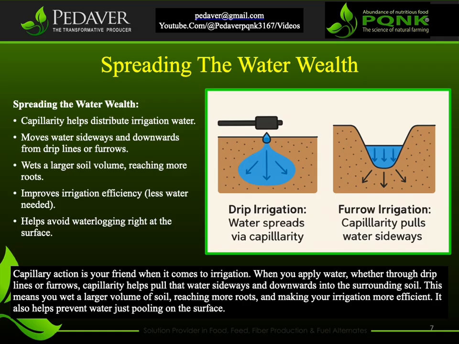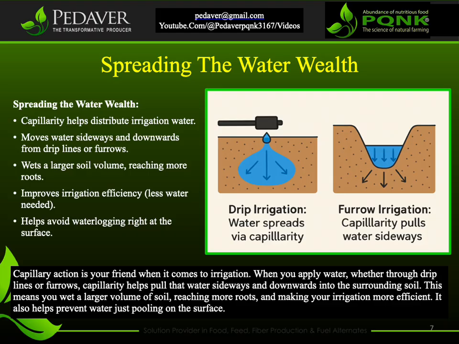Spreading the water wealth. Capillarity helps distribute irrigation water. Moves water sideways and downwards from drip lines or furrows. Wets a larger soil volume, reaching more roots. Improves irrigation efficiency: less water needed, helps avoid waterlogging right at the surface.